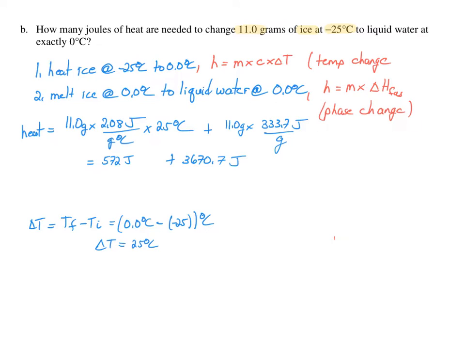We have our mass times our specific heat capacity, and again we use a specific heat capacity of solid water or ice, and our delta T that we've calculated down here. Here's our energy for our phase change: mass times our heat of fusion, both expressed in joules per gram. So both of these values are going to be added together in order to get our final amount of heat, because both processes are required in this transition from ice at minus 25 to liquid water at 0 degrees C.